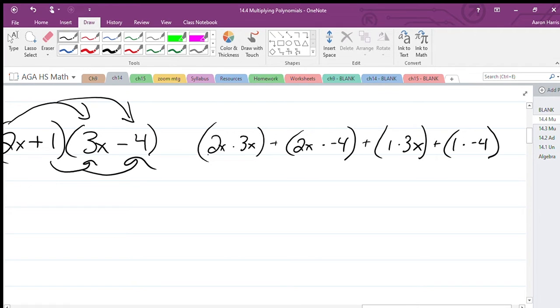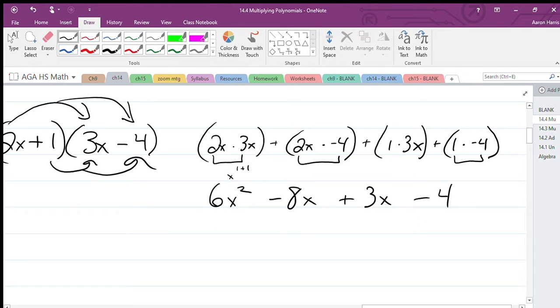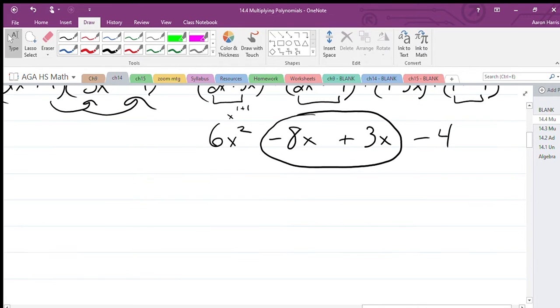Okay? So 2 times 3 is what? 6. X times x is really what I'm going to do. 1 plus 1. So I get x squared. 2 times a negative 4 is what? Negative 8. X times nothing else is just x. Okay? Here, 1 times 3. I get what? Positive 3. X times nothing else is just x. 1 times a negative 4 is what? Negative 4. But what can I do? That's right. Combine like terms.